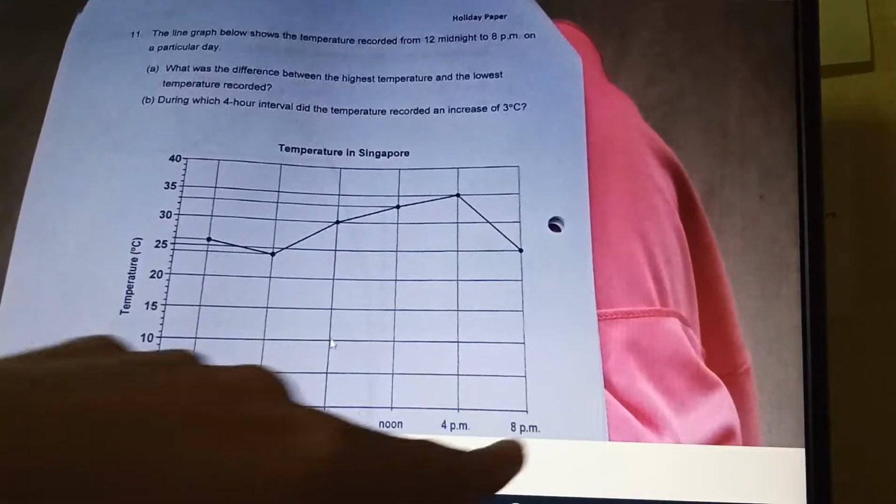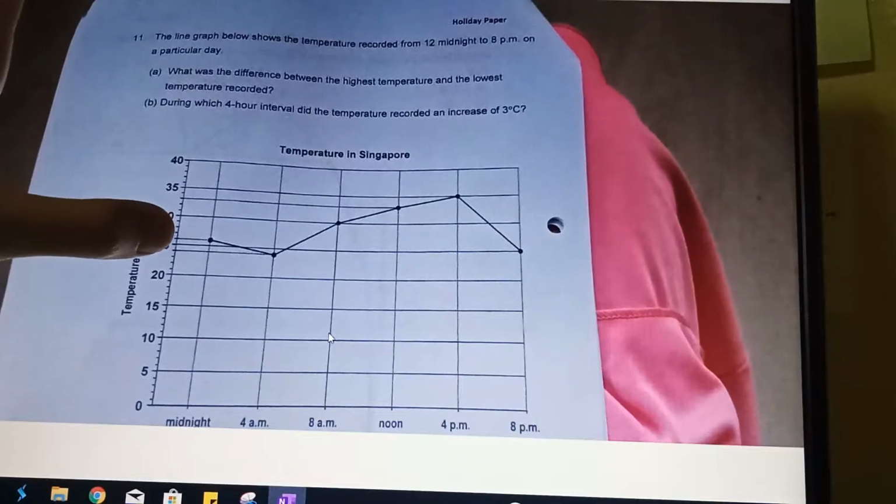The line graph below shows the temperature recorded from 12 midnight to 8 p.m. on a particular day. What was the difference between the highest temperature and the lowest temperature recorded? So this is the time and this is the temperature, right? So at midnight, at this timing, what is the temperature?